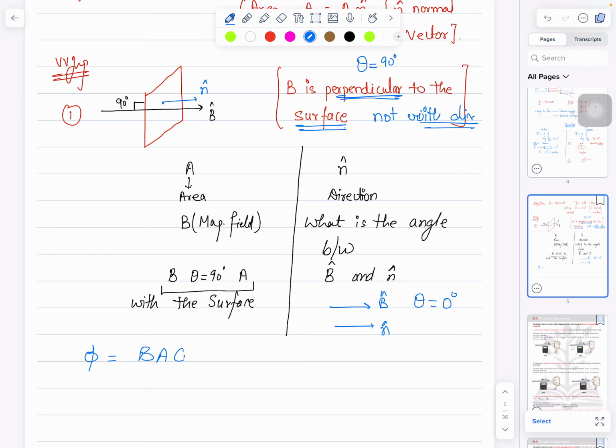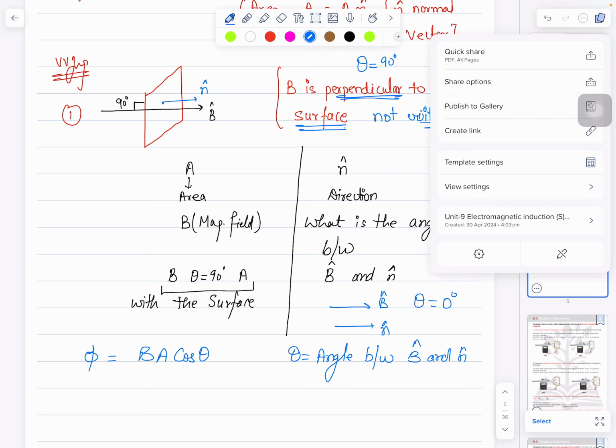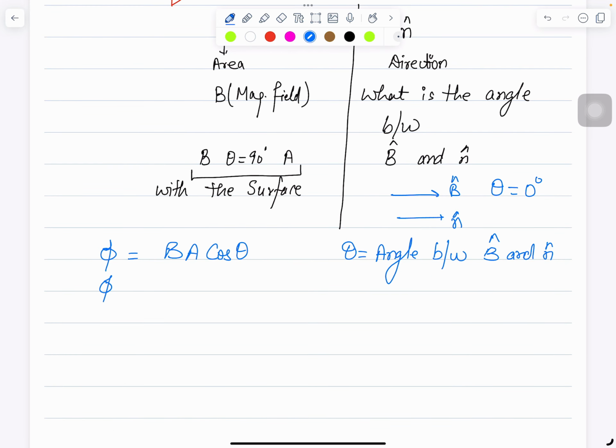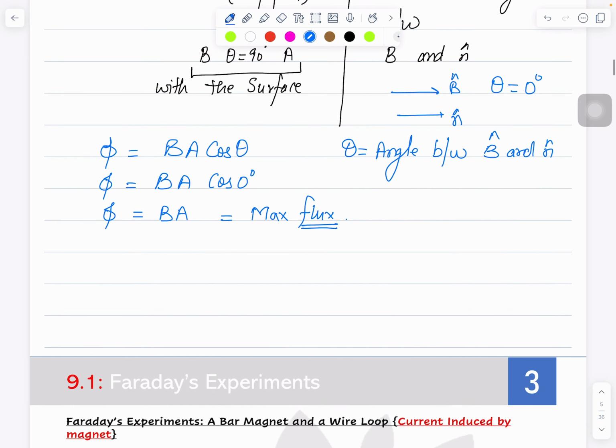B A cos of theta, and theta is the angle between B cap and N cap. Is it clear? B cap and N cap. So I can solve: flux is equal to BA cos of 0 degree, which is equal to BA. So it is called maximum flux. Fine. Clear?